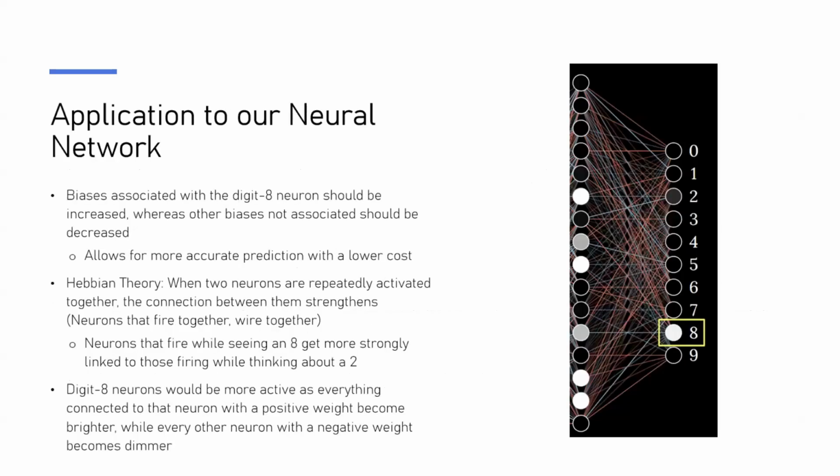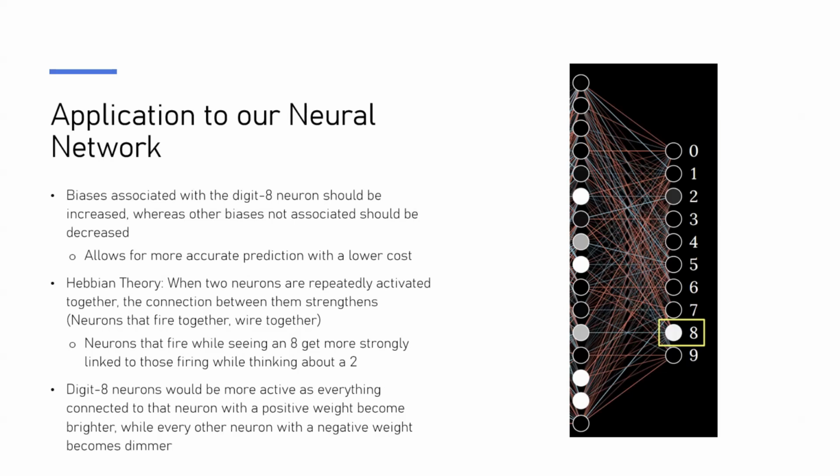Now, how can we apply this to our neural network? Let's take, for example, a neuron that represents the digit 8. Biases associated with the digit 8 neuron should be increased, whereas other biases not associated should be decreased. This allows for more accurate prediction with a lower cost.